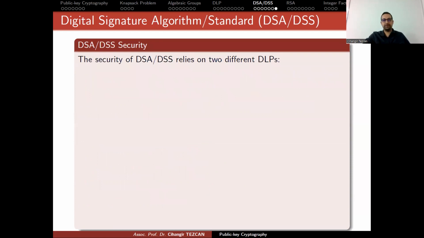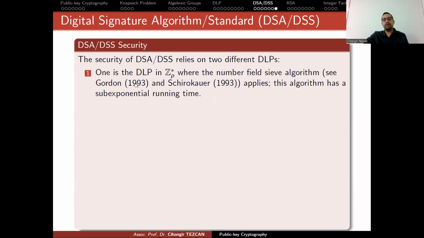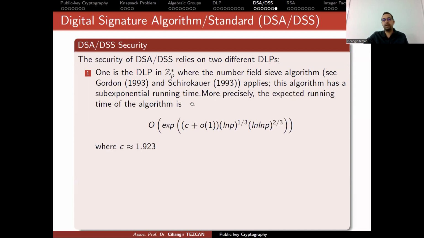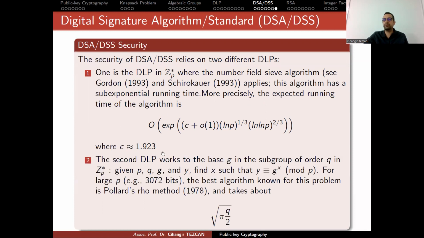So let's focus on the security of this algorithm. The security of DSA relies on two different discrete logarithm problems, actually. One is the discrete logarithm problem in Z_P star, where the number field sieve algorithm applies. This algorithm has a sub-exponential running time. More precisely, the expected running time of the algorithm is given as this, okay? Where C is this number. So it is not exponential, but sub-exponential. This is why P has to be somewhat large, because we have a sub-exponential time algorithm.